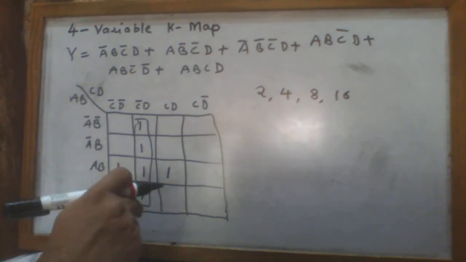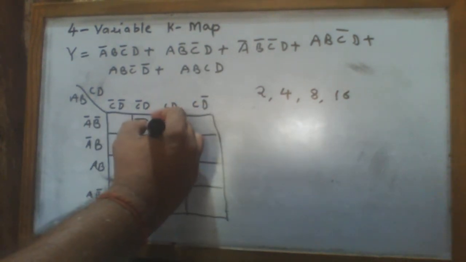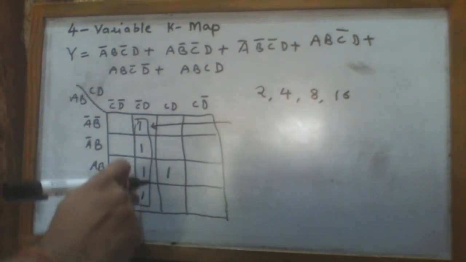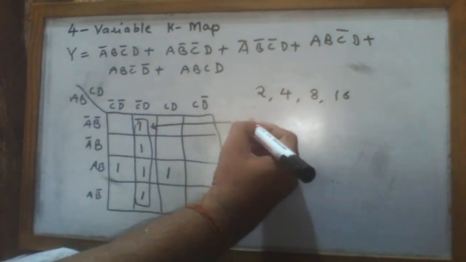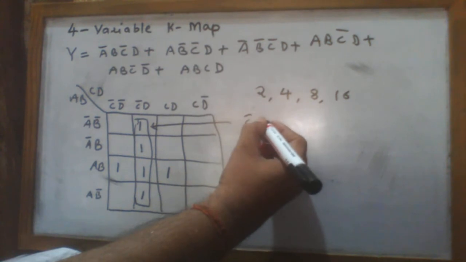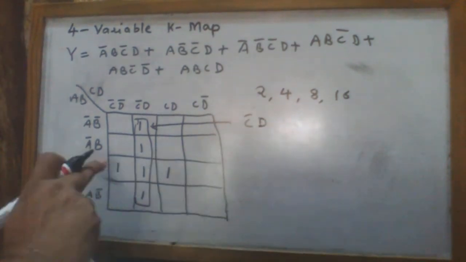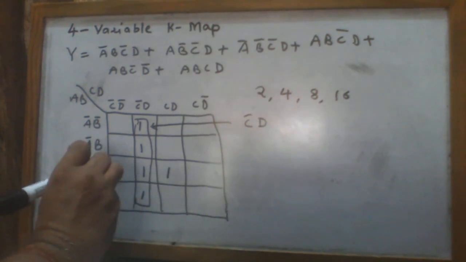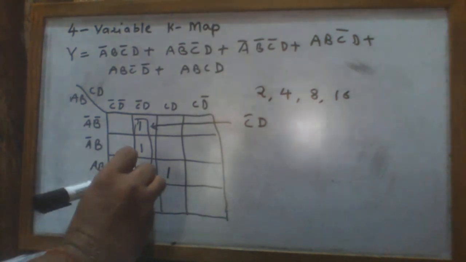4 1 are there. And identify the common term for this 4 1. C bar D is common for all these 4 1. Therefore, I will write C bar D. Group of 3 is not allowed. Make a group of 2 1 horizontally in this way.